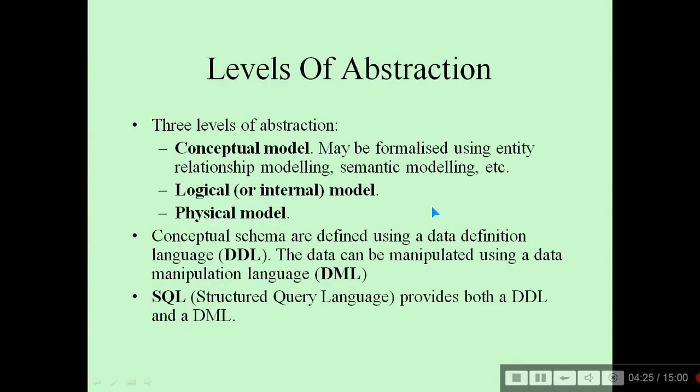Levels of abstraction in a database. We have 3 levels of abstraction: conceptual model, logical or internal model, physical model. One is known to the system, one is known to the user. Conceptual schemas are defined using a data definition language, DDL. The data can be manipulated using a data manipulation language called DML. The name itself represents the definition. SQL, structured query language, provides both DDL and DML.